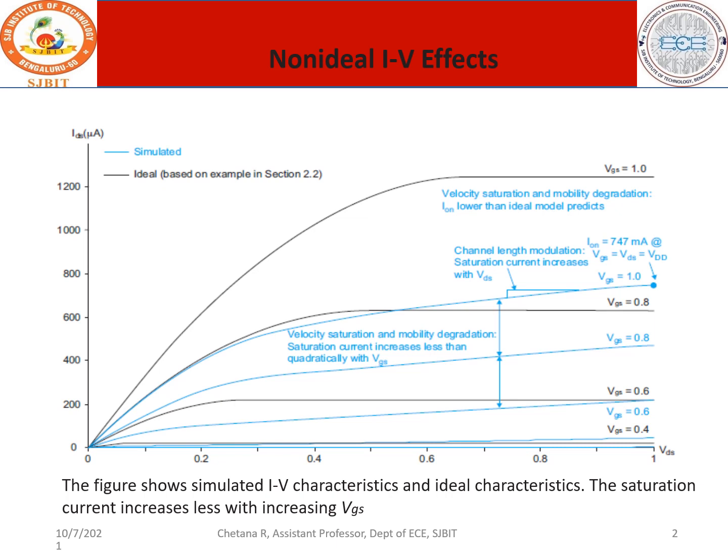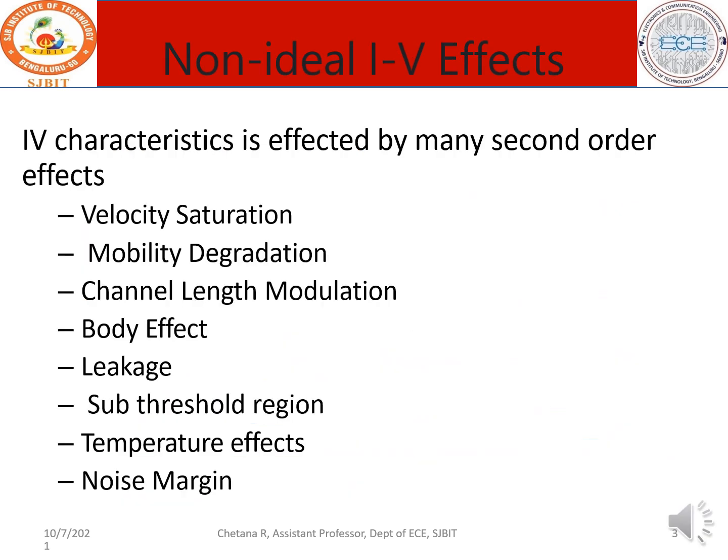So what are the different non-ideal IV effects? They are also called second order effects, and they are velocity saturation, mobility degradation, channel length modulation, body effect, leakage, subthreshold region, temperature effects, noise margin. I have not dealt with them in detail. There are many representations and formulas, so only interested people can refer to them. But what you want to understand is what exactly velocity saturation is and what the different parameters are, which is being dealt with in detail.